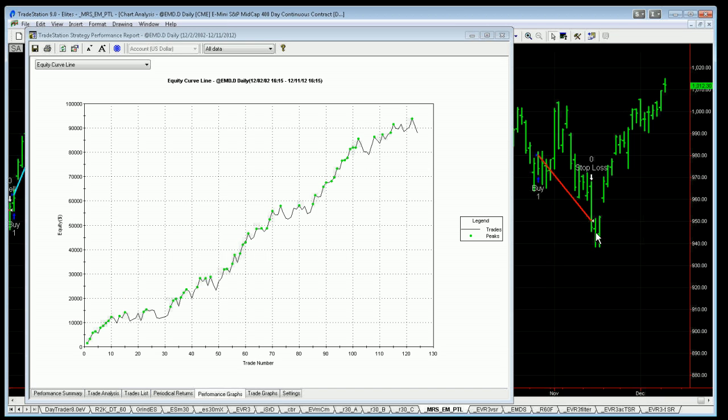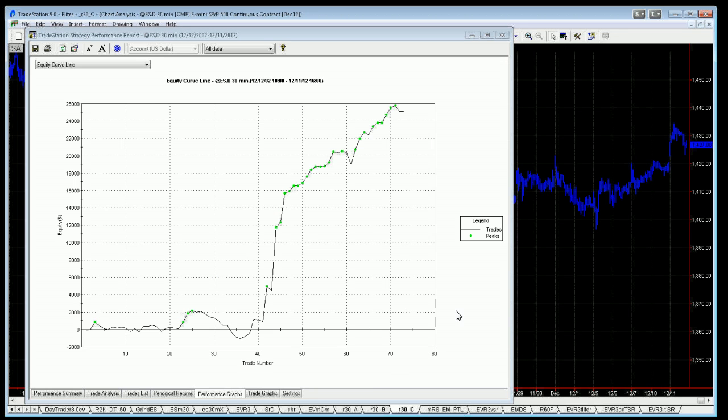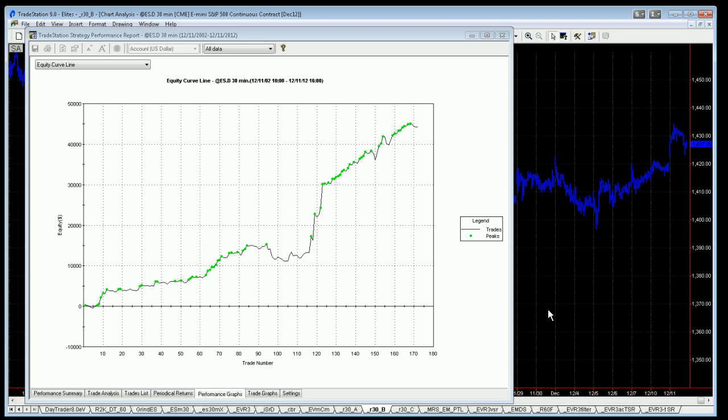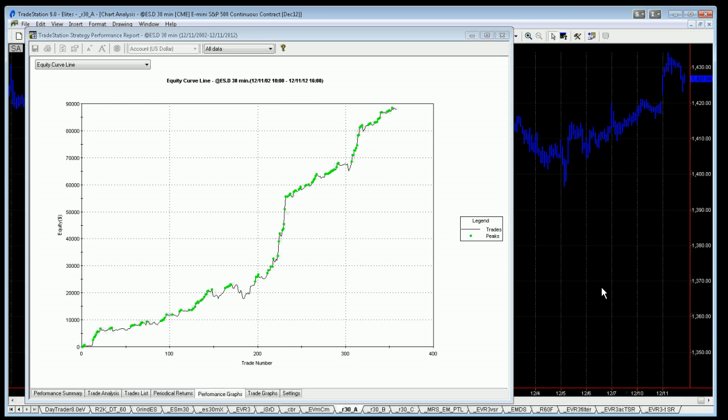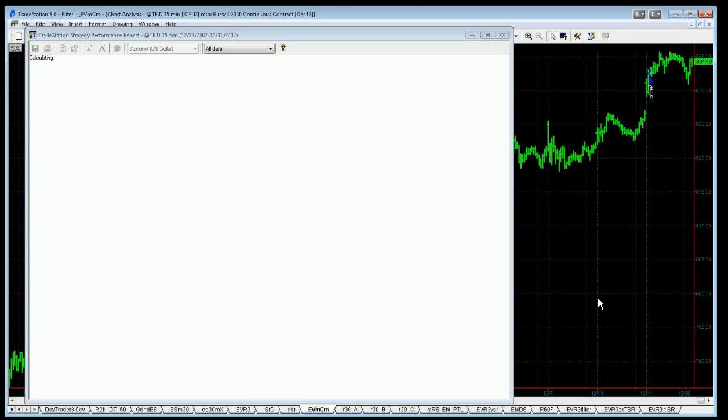MRSC and PTL unfortunately got whipped out right here, but it's a beautiful time to get back involved in the MRC and PTL, given that we've had this little bit of retracement. R30C, no trades. R30B, no trades. And the R30A, no trades, but as you can see, beautiful equity curves.